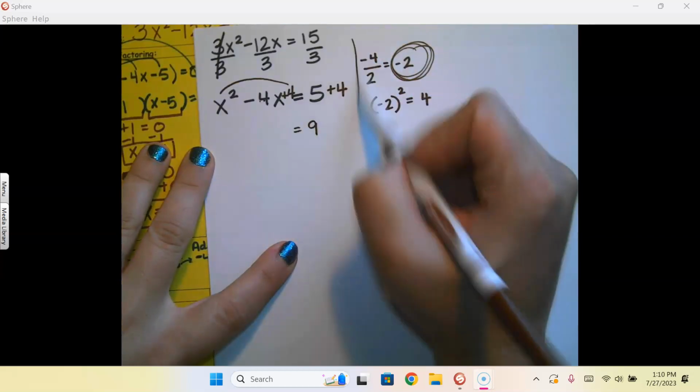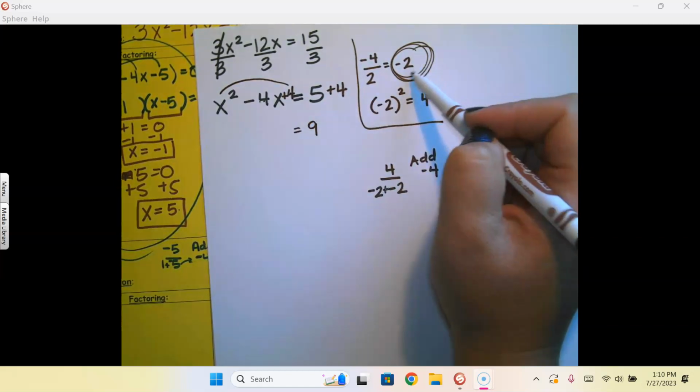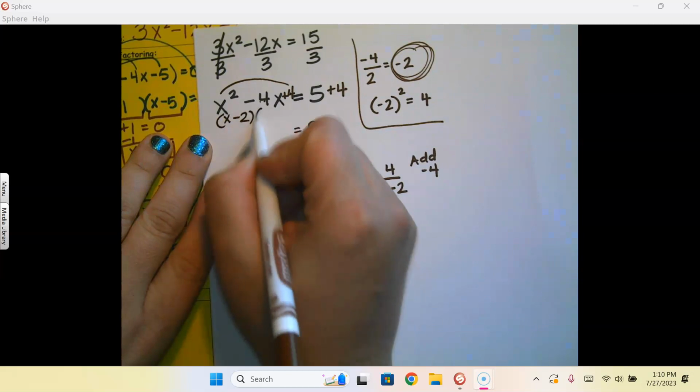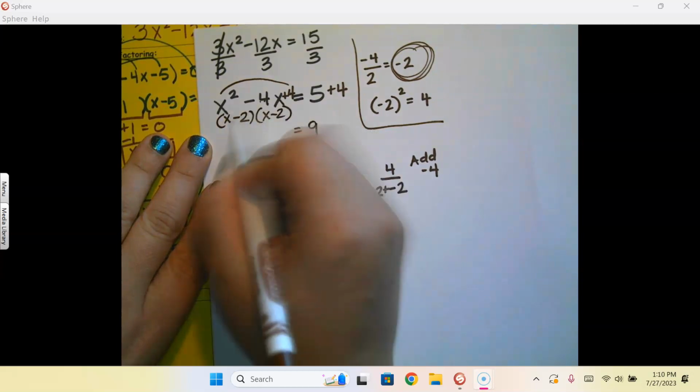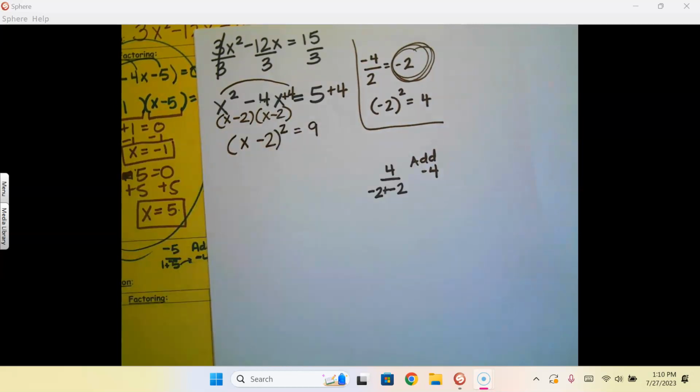That's why it's very important to show your work here. When you're finding this number, you can just look up and see what number goes here. So it's going to be x minus 2 times x minus 2. But instead of writing it like that, we could write it with a square.